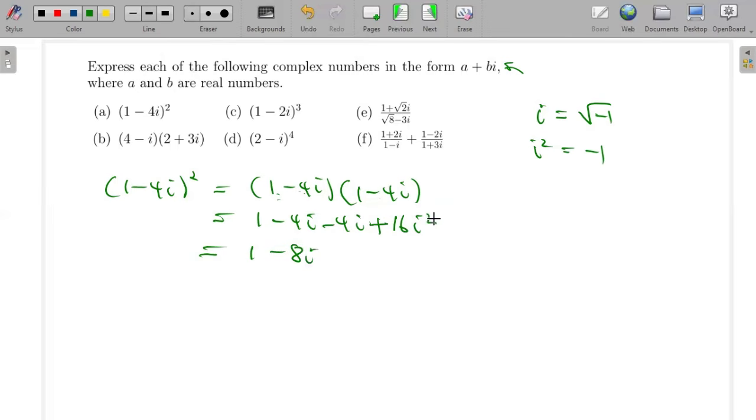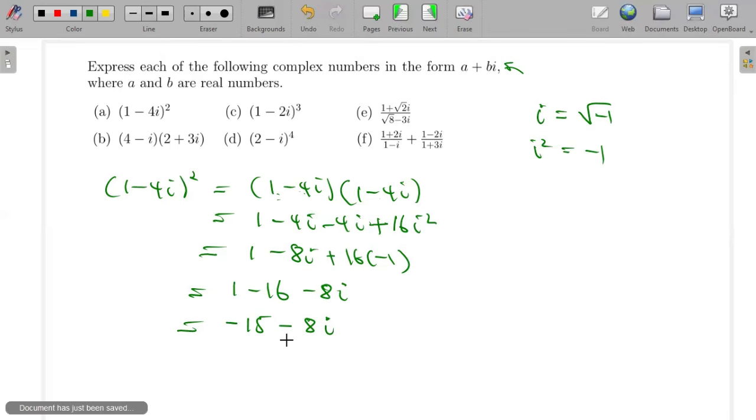But then where there's i squared, I can replace that with negative 1, which gives me plus 16 times negative 1 there. This gives us negative 16. But then you have 1 minus 16, and then you have negative 8i there. So this will give you negative 15, and then minus 8i. Okay, so you would have now expressed this in the form which they are requiring of us, like that. Okay, that's how we do this one.